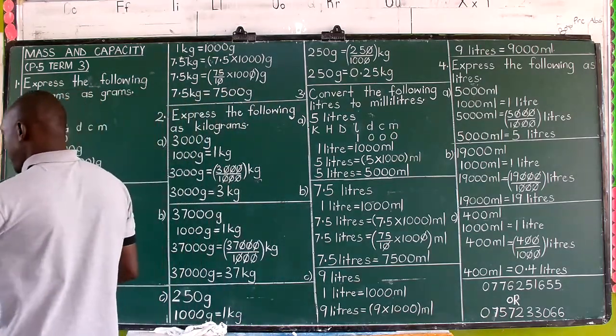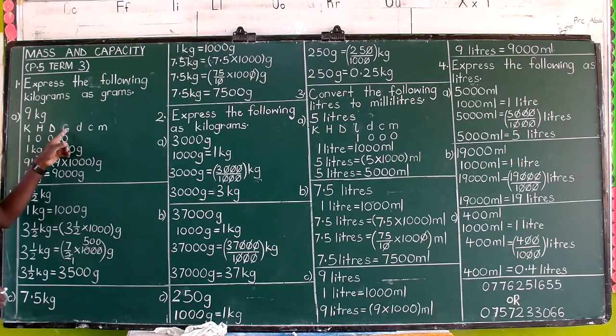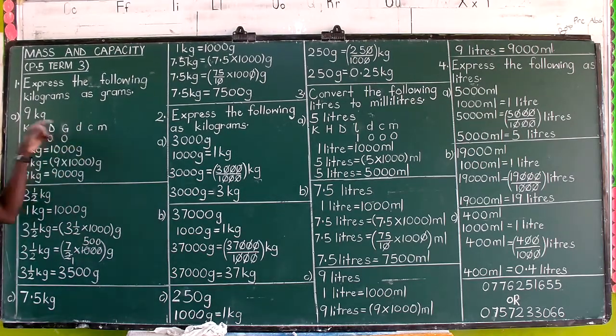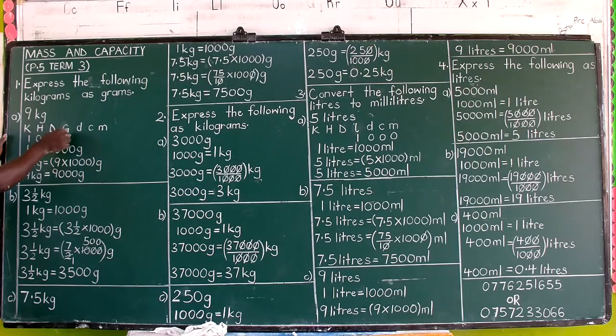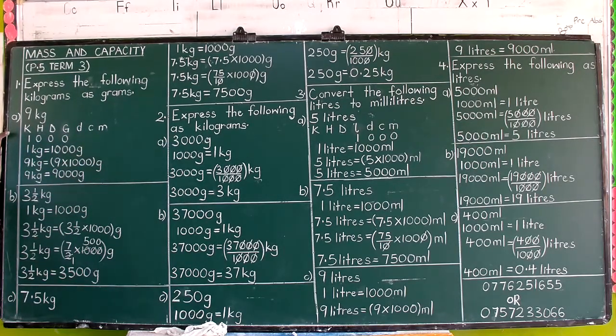Example number 1 goes: express the following in kilograms as grams. So we are starting with mass. We've got 9 kilograms to be expressed as grams. Write King Henry's daughter Grace now drank cold milk. Remember in length we called this Mary. Now Grace, because we're going grams: kilograms, hectograms, decagrams, grams, decigrams, centigrams, and milligrams. So we are concerned with the kilograms and grams.